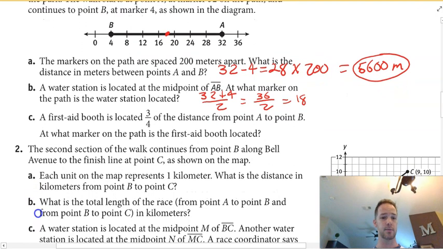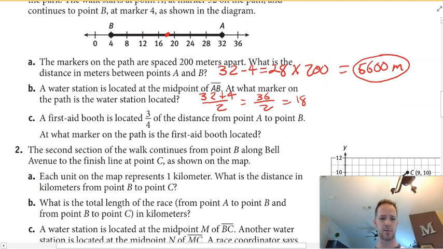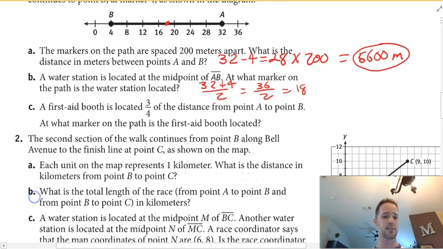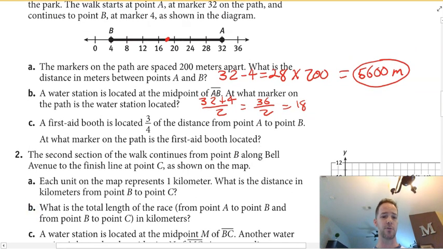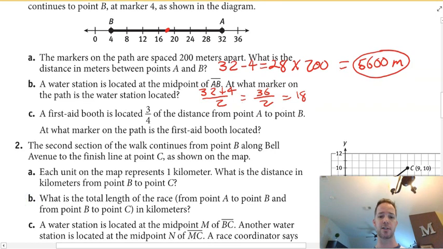Question C. Do we answer the question for B? At what marker? Yeah, it would be at the 18. Marker 18 would be where the midpoint is. Question C says a first aid booth is located 3/4 of the distance from point A to B. What marker on the path is the first aid booth?